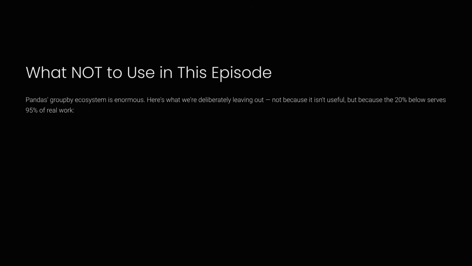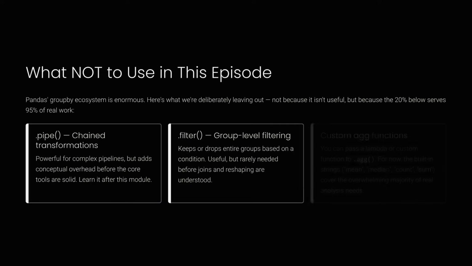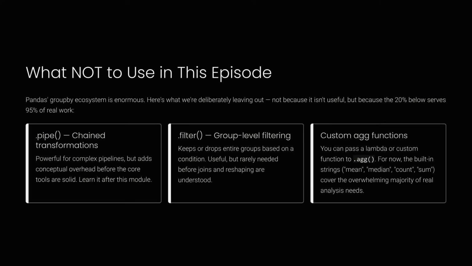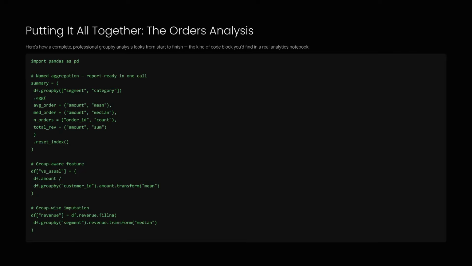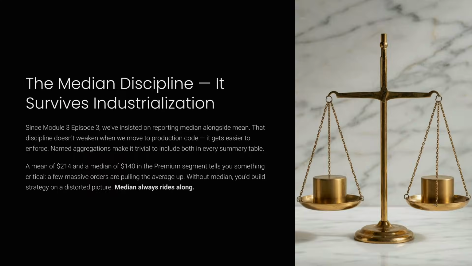While the pandas ecosystem is massive, we have focused on the 20% that solves 95% of real-world problems. Tools like pipe, filter, and custom lambdas are powerful, but mastering these core fundamentals comes first. This is what professional, production-ready code looks like. It combines named aggregation, group-aware feature engineering, and segmented imputation into one cohesive, readable block for your analysis notebook. Finally, remember our discipline. Always report the median alongside the mean. It survives even the most advanced code, helping you see past outliers and understand the true distribution of your data.